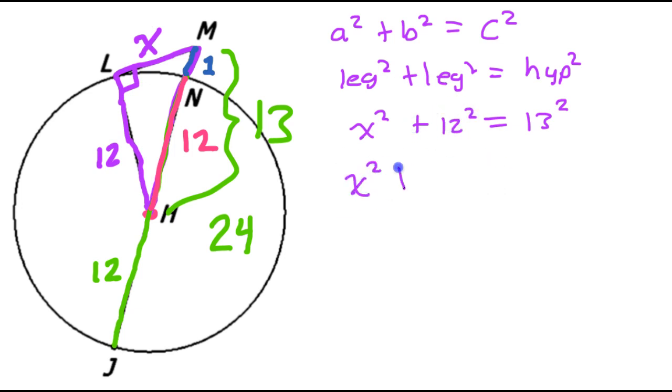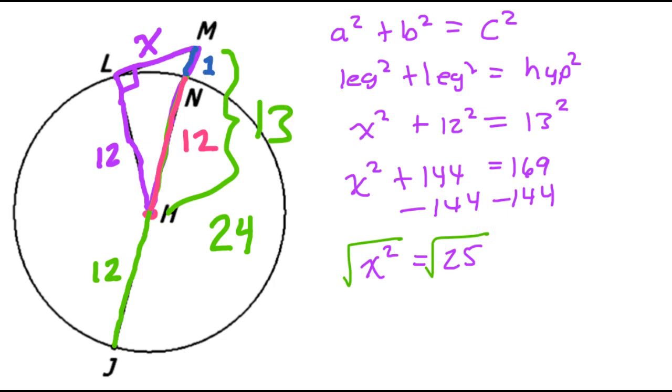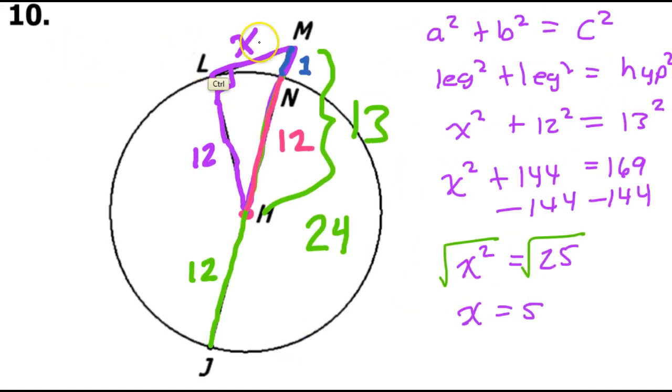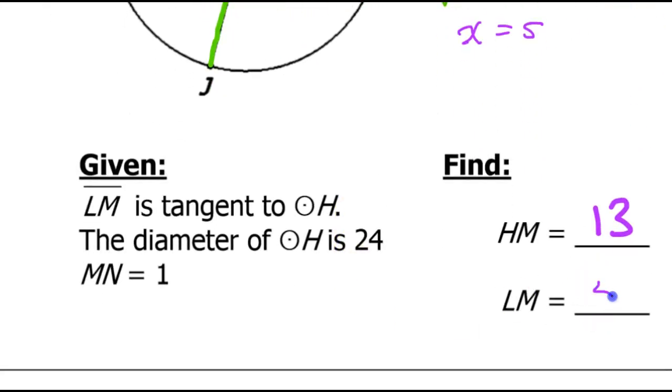Right? So that means x squared plus 144 is equal to 169. If you subtract 144 from both sides, you're going to get x squared is equal to 25. And then, of course, you have to take the square root of both sides. And you end up with x is equal to 5. Now, remember that 5 represented the length of LM. And that's what we're supposed to be finding, so we can just go ahead now and say 5.